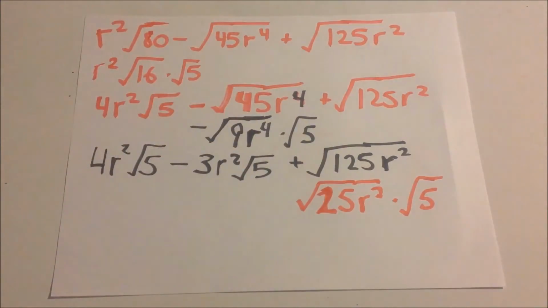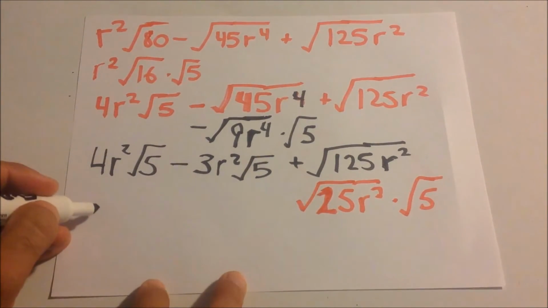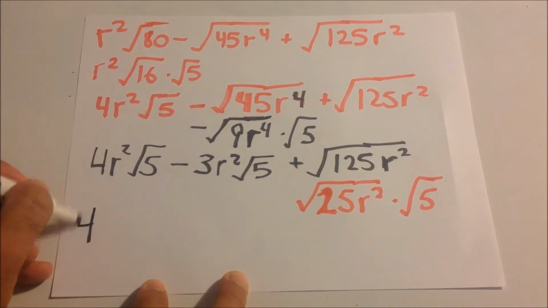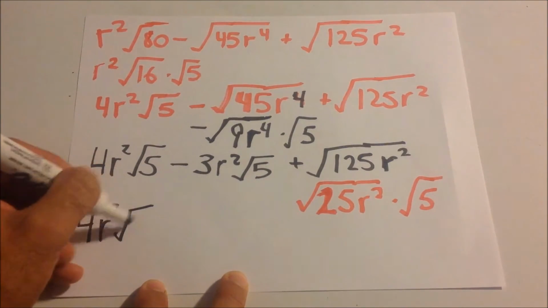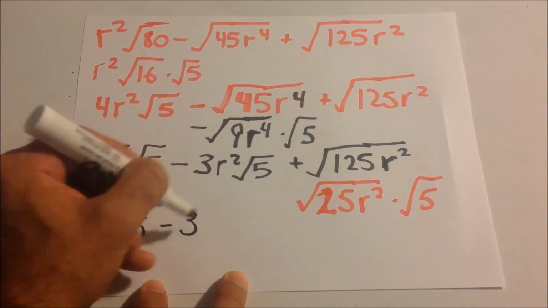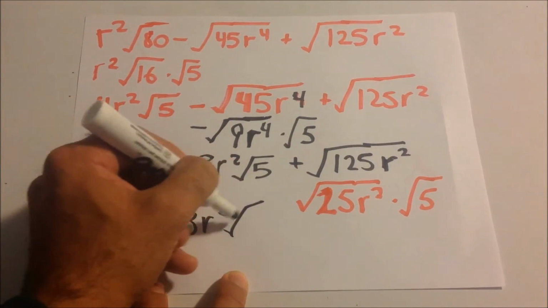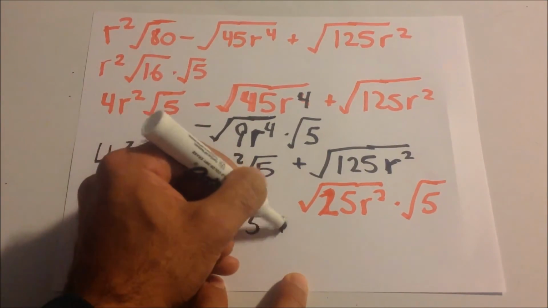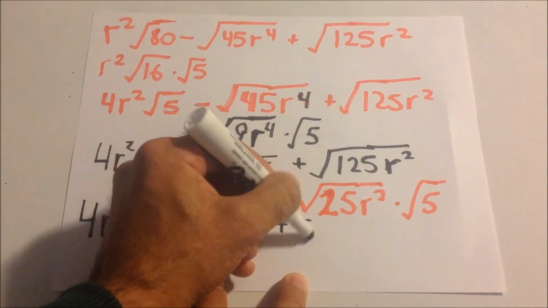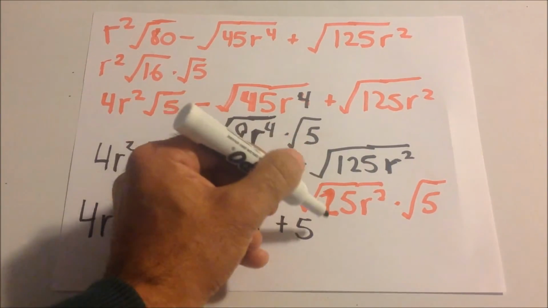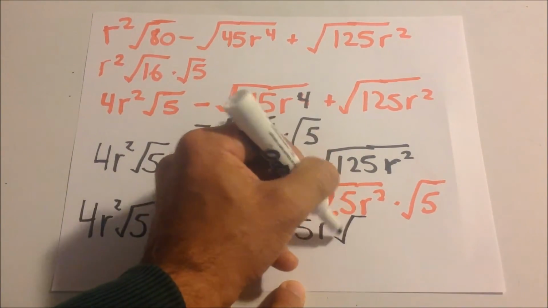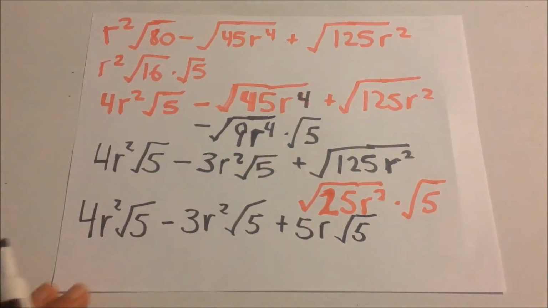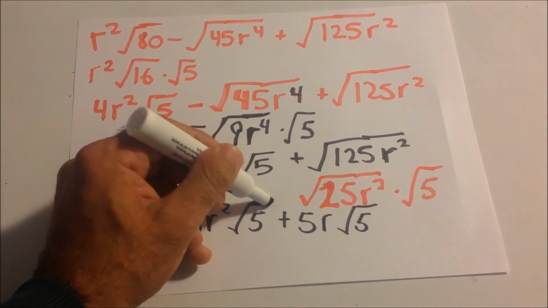They break free. So again, let's write it over. 4r squared square root of 5 minus 3r squared square root of 5 plus, this is free now, it's 5. And what's the square root of r squared? R. Square root of 5. There we go so far.